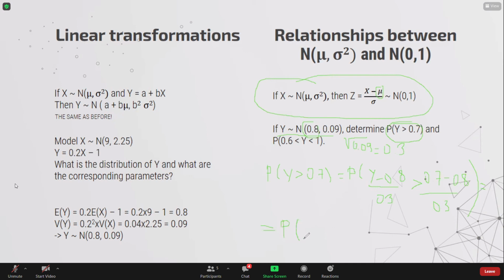here we have to have z, because this whole thing is z. But in the table, we can search only for z. We cannot search for y. So we have to make the transformation from y to z. That's standardization. We have z being more, but we have just a number here. And if I'm not wrong, the number should be minus 0.33. And now in the table, we have to search for 0.33 and take 1 minus what we have.